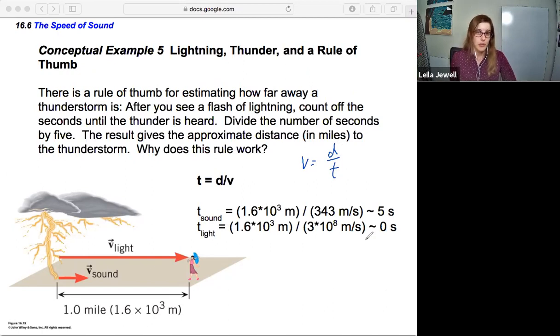Now, if we do the same thing with the speed of light, we take this 1,600 meters and we divide by 3 times 10 to the 8th, which is way bigger, so you're going to get a very, very tiny answer. It's very close to 0 seconds. So this is why this rule of thumb works. So next time you're in a lightning storm, which may not be until you travel to the south, you have this rule of thumb, and you can know that it comes from the difference between the speed of light and the speed of sound, that the speed of sound is that much slower than the speed of light.